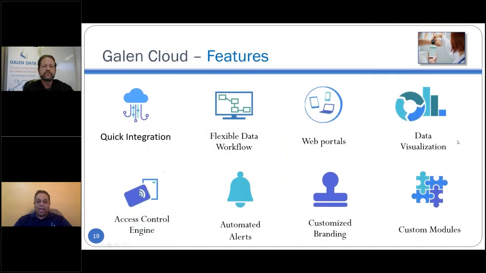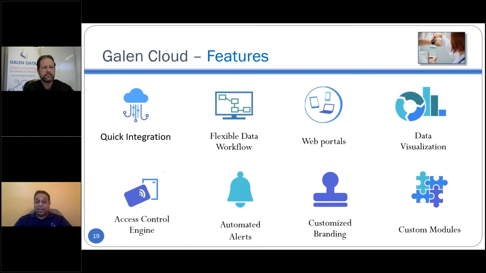Sure. Some of the features: it's a quick integration, with flexible data workflows. We provide web portals that you can use out of the box. Those web portals provide data visualization in a configurable way. Access control engine, you decide who has access to what, alerts, customization of branding. And if you want to, you can add, or have us add, any custom modules to extend the feature set of the platform that we already have.